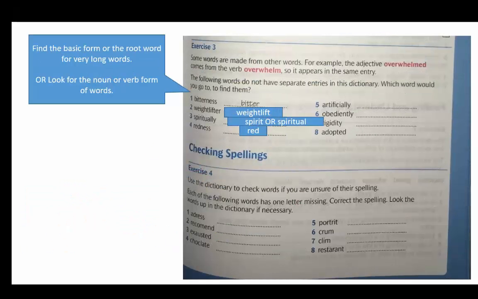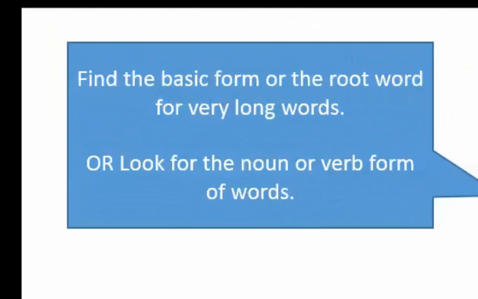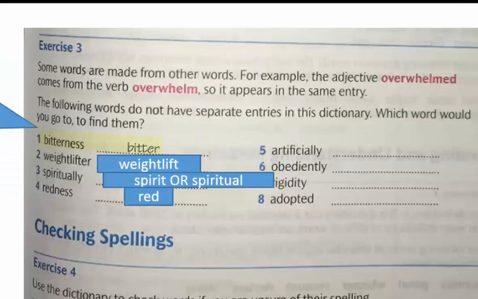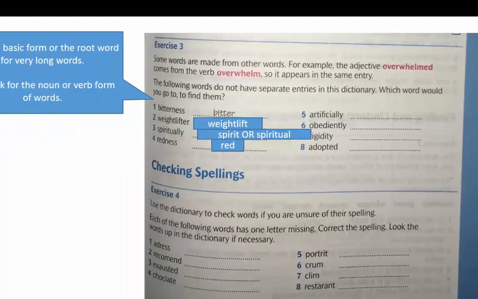Exercise 3 points out the fact that many times the long version of a word, like the adjective, might not be listed in the dictionary, but the noun or the verb is listed in the dictionary. So you'll see these examples here. You need to find the root or maybe the noun or the verb form of these words, and then you'll be able to find the meaning in the dictionary. So for bitterness, look up the word bitter. For weightlifter, maybe look up weight lift. For spiritually, you could look up spirit or spiritual, and you'll be able to understand the meaning of spiritually.